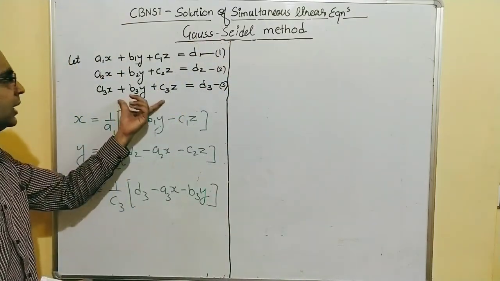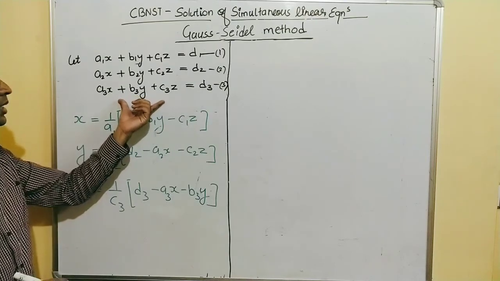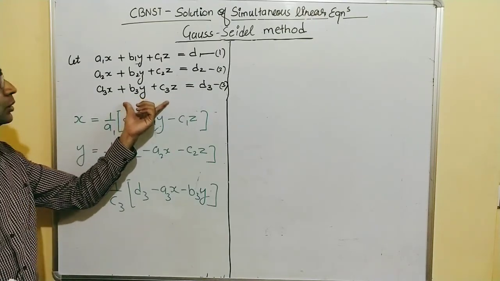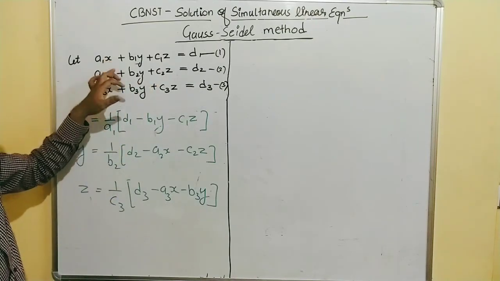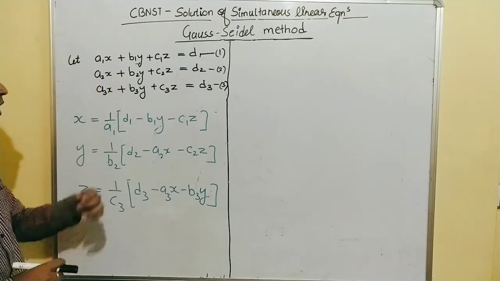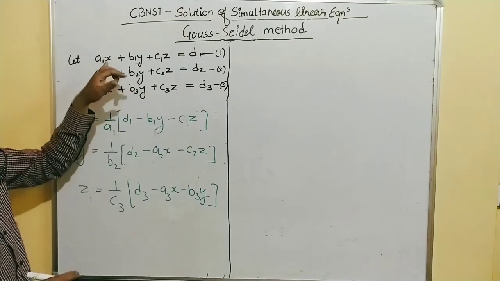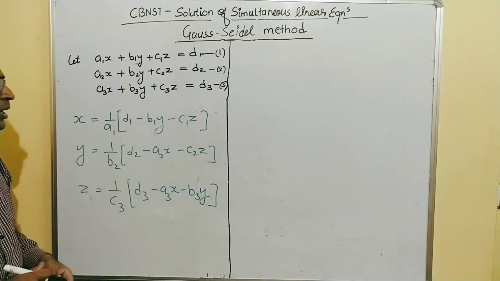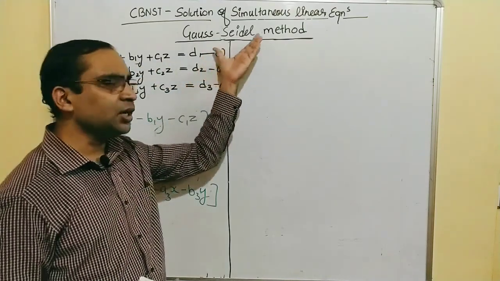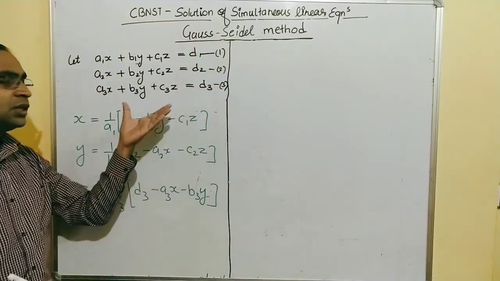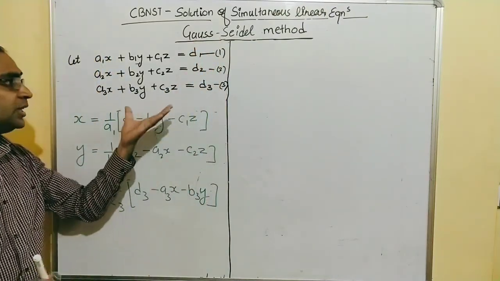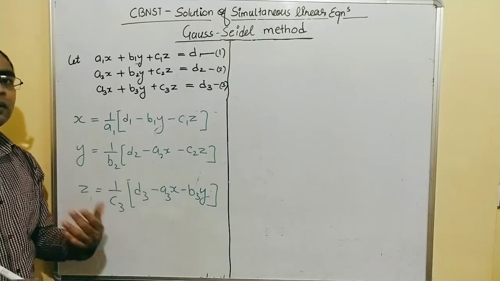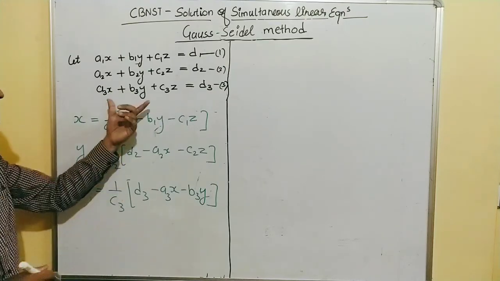Let's consider that this is a simultaneous equation system with three linear equations, and we need to solve these three equations to find the values of x, y and z. Before we talk about the method, we need to check whether this system holds diagonal dominancy. What is diagonal dominancy? Let's talk about it.